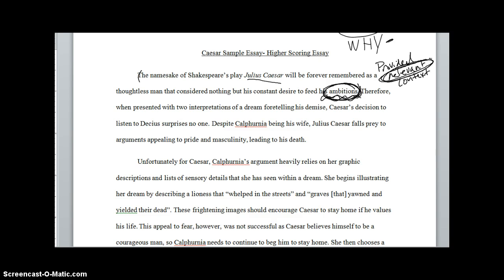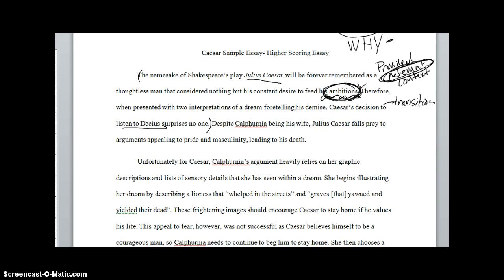Therefore, when presented with 2 interpretations of a dream foretelling his demise, Caesar's decision to listen to Decius surprises no one. So this is kind of a nifty transition. This whole sentence works into a transition into the argument that, oh, he listens to Decius. Probably the next sentence is going to be something about why he listened, or what the whole essay is going to be about.